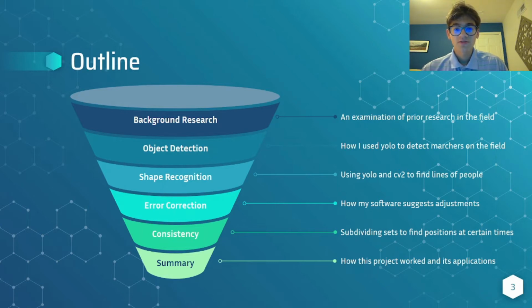I'll move on to error correction software, which is basically how I calculated the horizontal positions of marchers on the field. And comparing this to the intended drill sheets can greatly improve a marching band's drill accuracy. Another important aspect of the drill component in marching band is the consistency of marchers moving between sets, which is the final part of this project, and then I'll wrap up everything, as well as talk about the applications of this project.